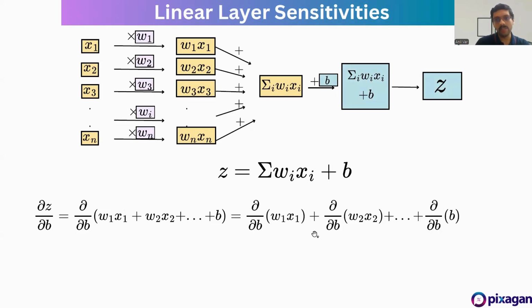Well, simple. None of the other terms have the B, right? There's just this term, everything else goes to 0. And what are you left with? ∂B/∂B, which is 1. So the derivative of this z, which is just sigma over i of wi xi plus B, with respect to B, is 1. And we can see here, this is all that contributes to the derivative.